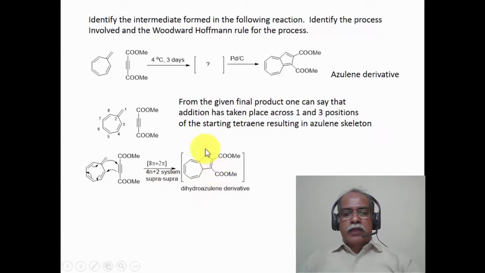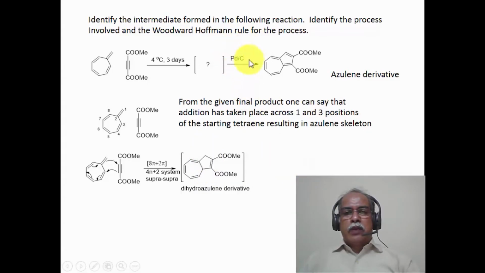The product that is formed is not aromatic because this is not fully conjugated. This is aromatic because it is a 10 pi electron system. This is 6 plus 4, 10, and it is azulene. Azulene is a very well known aromatic compound, whereas this is a dihydro compound because this is an sp3 carbon here and this is also an sp3 carbon.